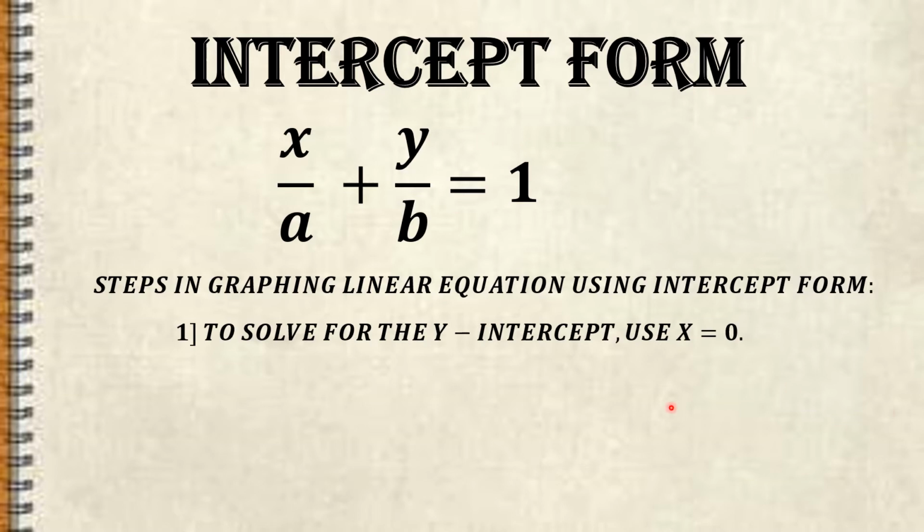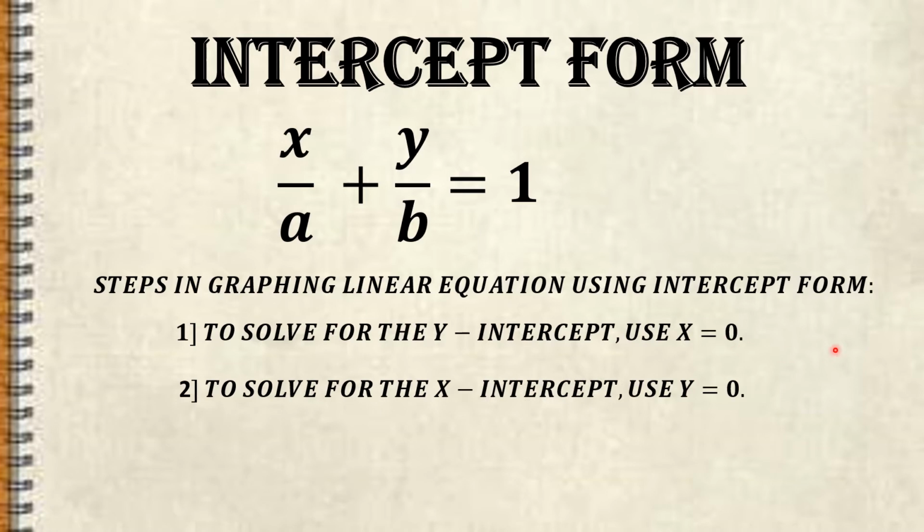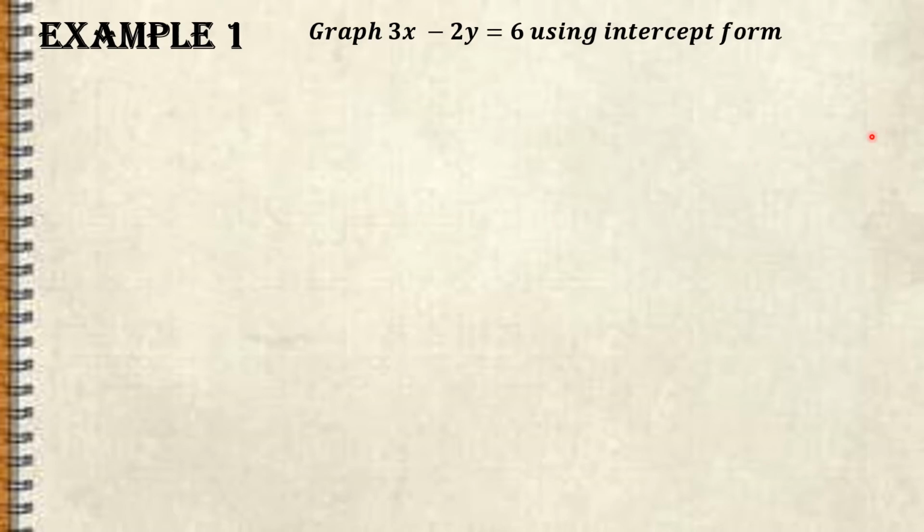First, to solve for the y-intercept, use x equals 0. Second, to solve for the x-intercept, use y equals 0. Then lastly, plot and connect the points. So let's have some examples for us to understand better about this intercept form. Number 1, graph 3x minus 2y equals 6 using intercept form.